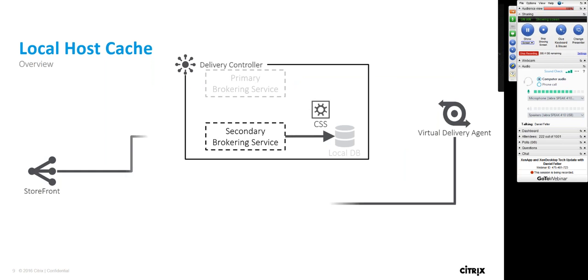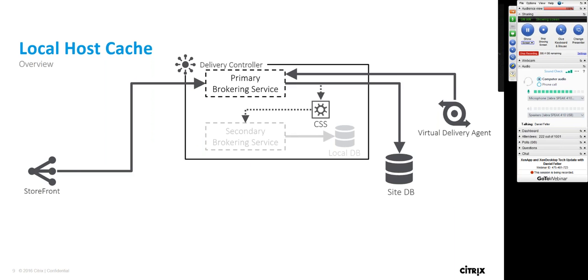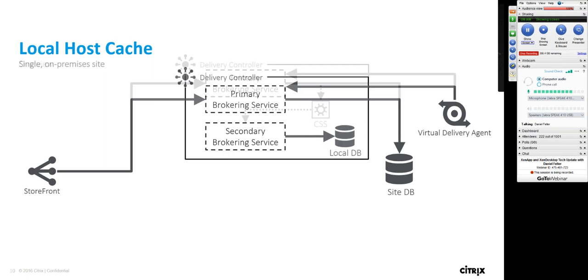Now, if the primary brokering service no longer has access to the main SQL database, it'll tell the secondary brokering service, you're in charge now, and then all the virtual delivery agents must re-register with the secondary brokering service, which starts using its local database. When the main SQL database comes back online, the primary brokering service sees this and tells the secondary brokering service, stop listening, I'm in charge now, and everything else has to re-register back with the primary brokering service. So, that is how it works.